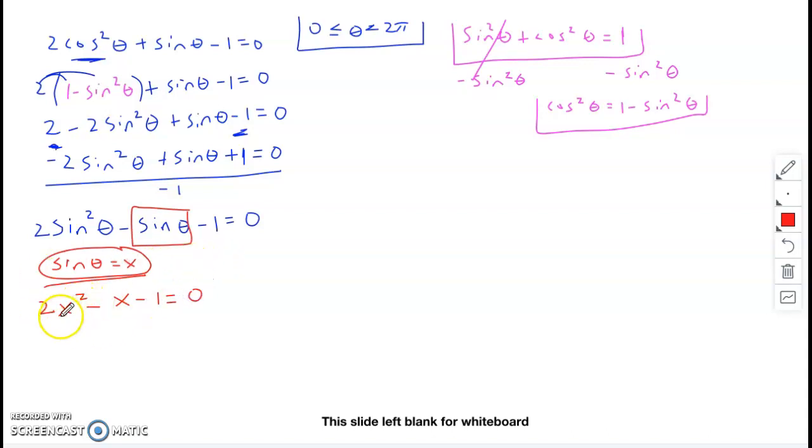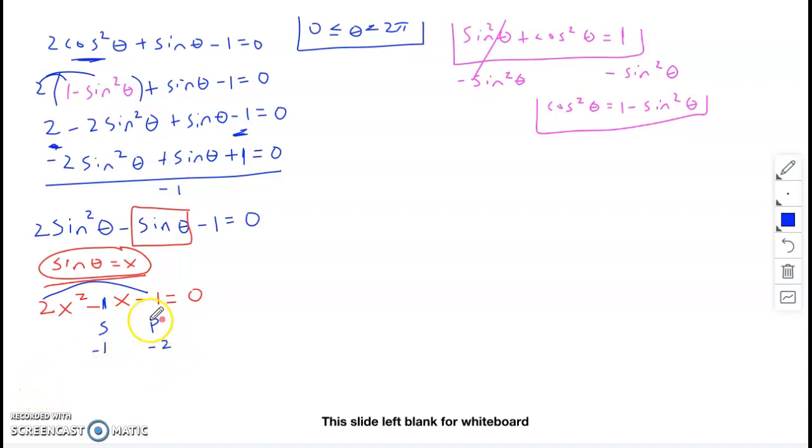Now I have my trinomial. It's just algebra. Let's factor this. I use grouping to factor this. How do I do grouping? I take my leading coefficient times my constant, and that's 2 times negative 1 is negative 2. So my product is negative 2. My sum is the value in front of the x, in this case negative 1.